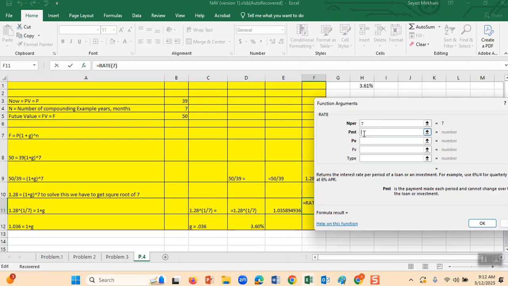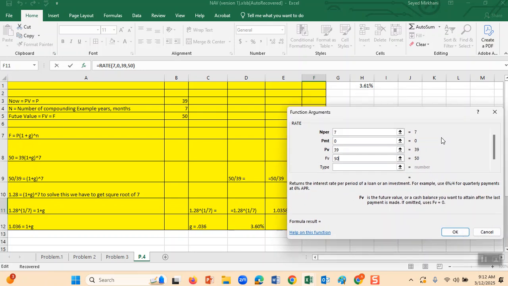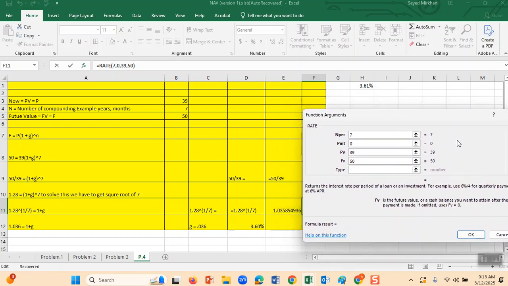Payment: when you put money into that mutual fund, is the fund manager, during 7 years, going to give you any money? 0. How much are you giving to the manager? 39. How much is the manager going to give you, or how much is the future value of your money? You know it is $50. I put $50, and when I put that, I saw the number 3.61 somewhere here.